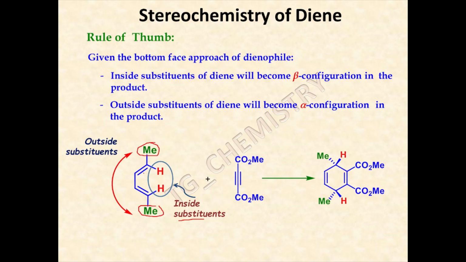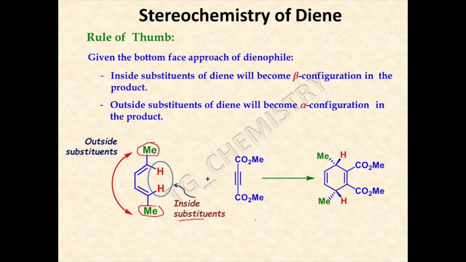So this is in case of the diene. Now, as I said, the thumb rule says the inside substituents of the diene will become the beta configuration. That means they will go below the plane, or the cis conformation, eventually. So here you can see those two methyl groups go below the plane, and the hydrogen atoms, which are inside substituents, go above the plane. This is very important to understand the diene system and their substituents, and how their stereochemistry will be in the product after the reaction.